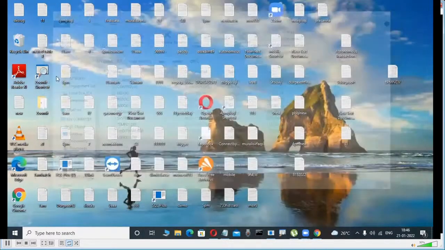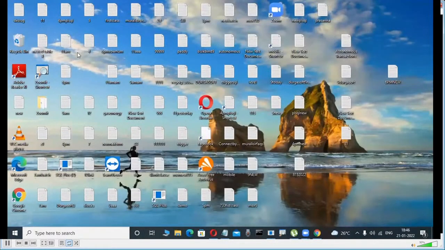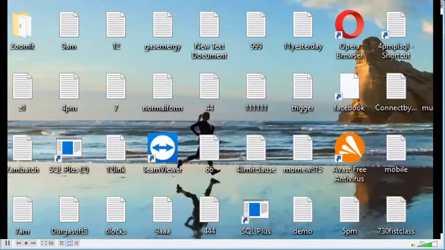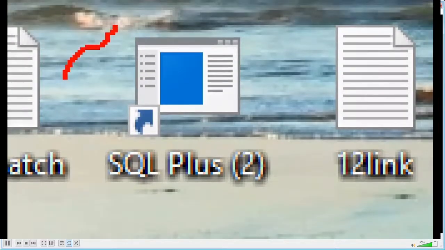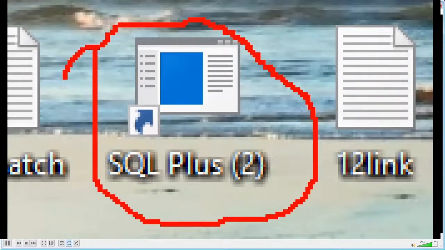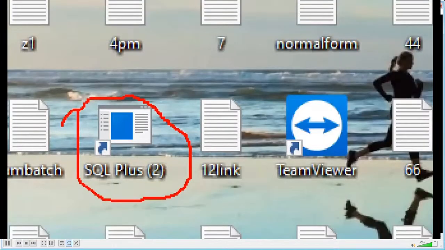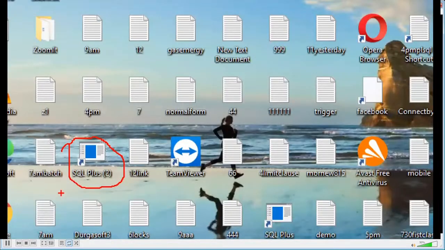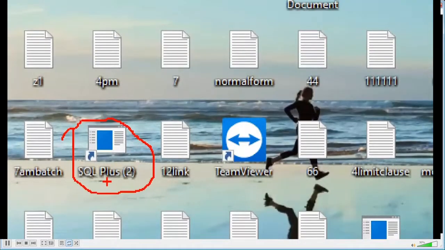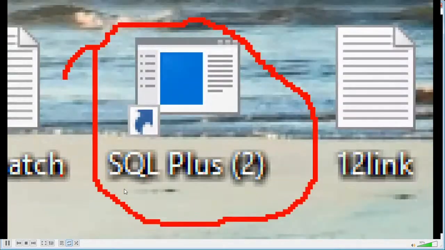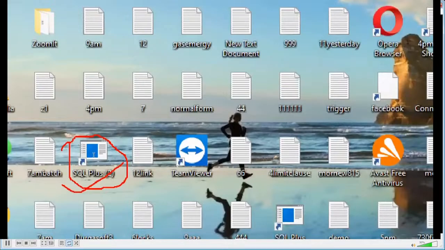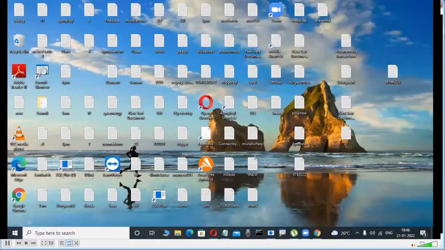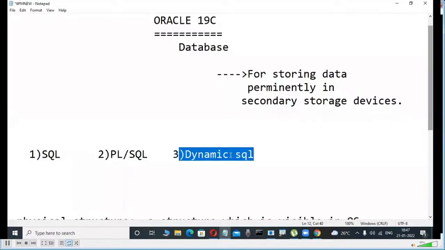Suppose in a screen only. Here, anybody observe it? What is this one? In my screen, something is there, maybe. I'm installing Oracle. What is this one? SQL Plus is there. SQL is a language, you have an idea. PL/SQL is a language, some coding is there. Dynamic SQL is a language. Daily we are writing code.